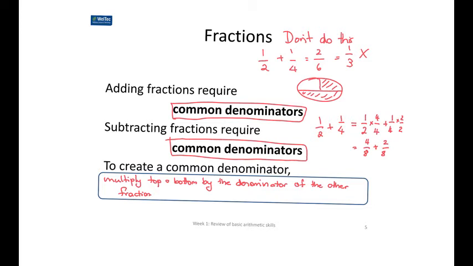So now we've got 4/8 plus 2/8, which will give us 6/8, which we can simplify to 3/4, which is right according to the pizza. So if you think of this as 4 times 1/8 plus 2 times 1/8, then you'll get the answer 6 times 1/8, which you can write as 6/8.